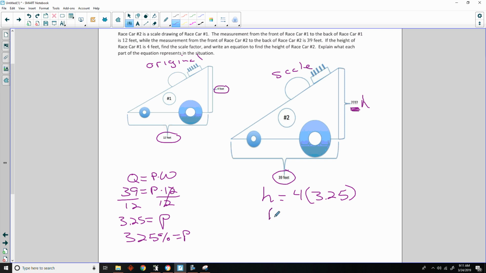So h is going to equal 5 times 4 is 20, 4 times 2 is 8, plus 2 is 10, 4 times 3 is 12, plus 1 is 13. So the height equals 13 feet.